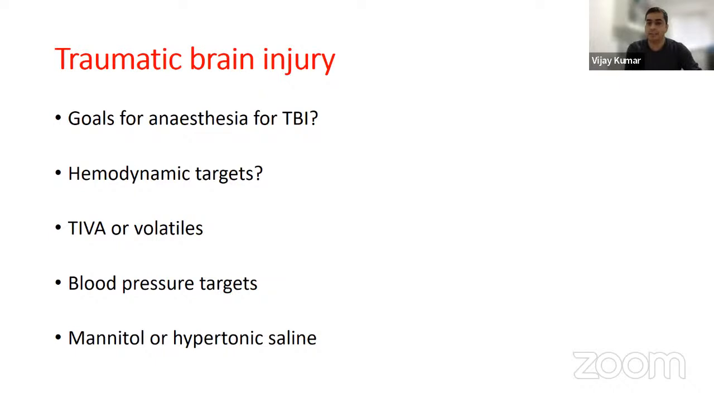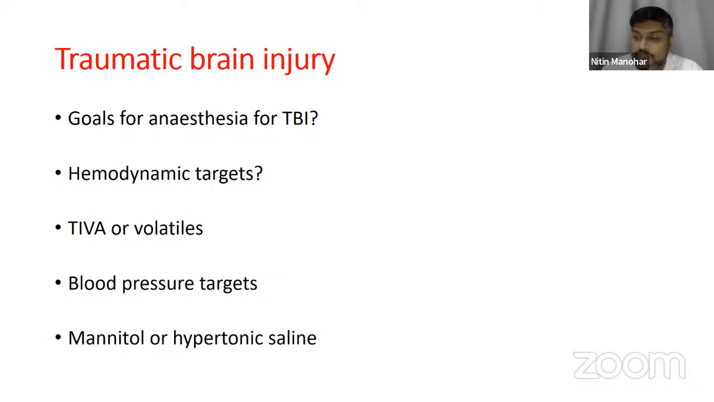Steroids have a role only in vasogenic edema. Very nice point. These are all patients with cytotoxic edema, so no role for steroids. So this is the CRASH 1 and CRASH 2 trials. Guys, going for your exams: CRASH 1 showed no benefit of steroids in trauma. CRASH 2 is tranexamic acid in trauma, a major role.